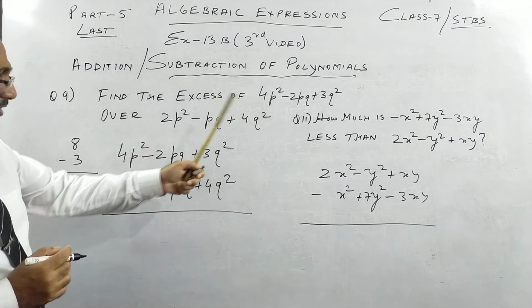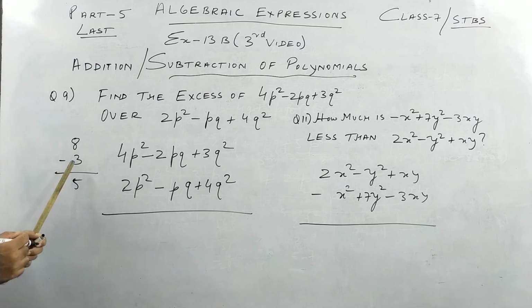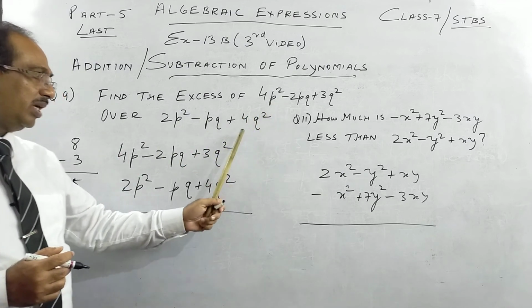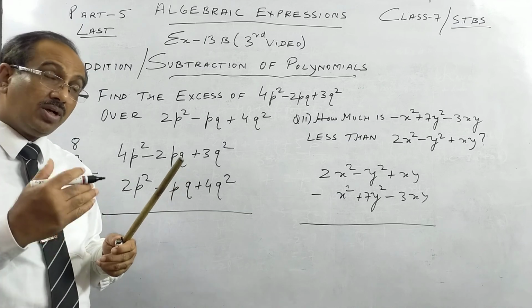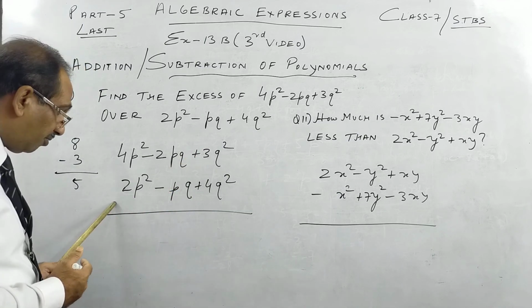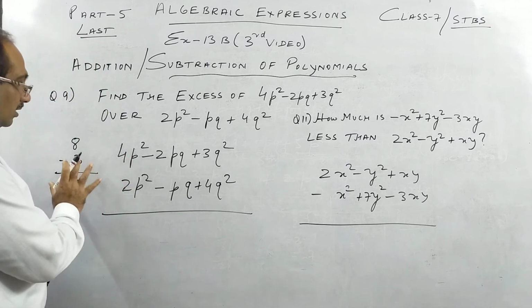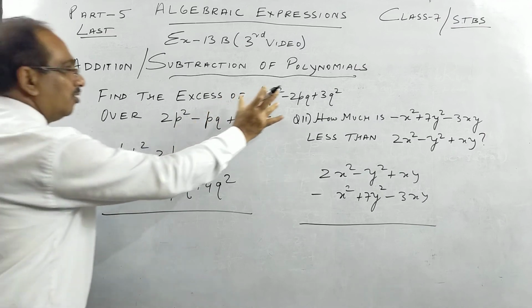Once more, find the excess of this over this. So find the excess of 8 over 3. What we do is subtract this minus this. In subtraction you have to see which one will be up and which will be down, which we subtract, and leave a line over here, because we change the sign. So as I have explained to you, subtract this from this.